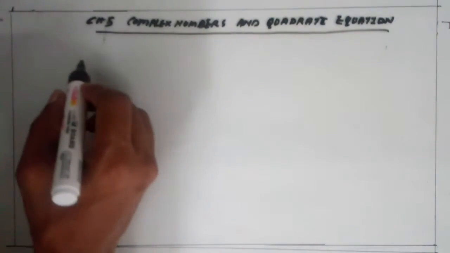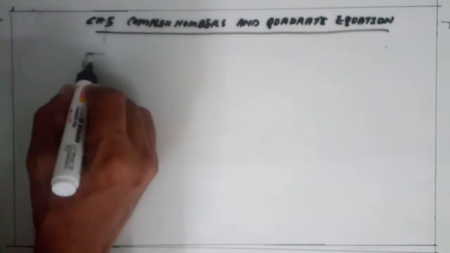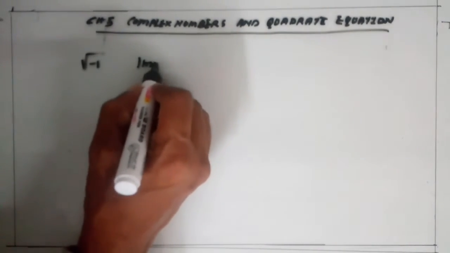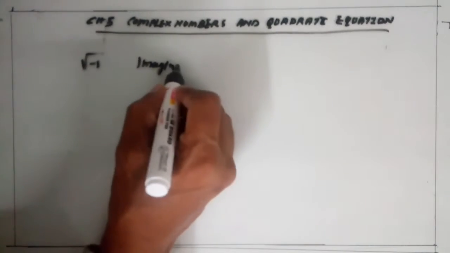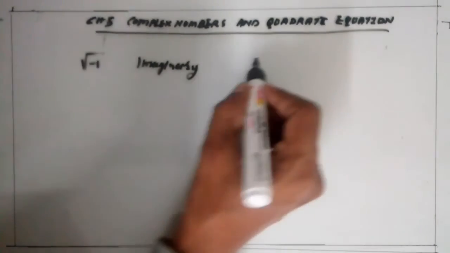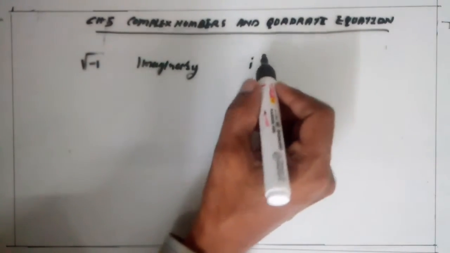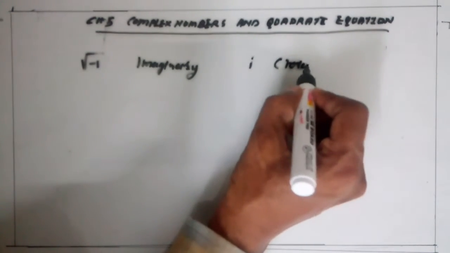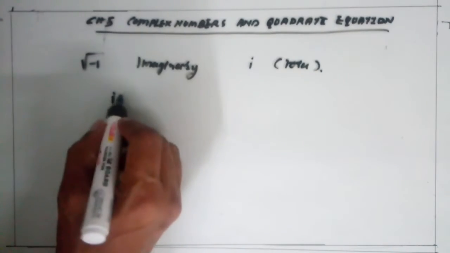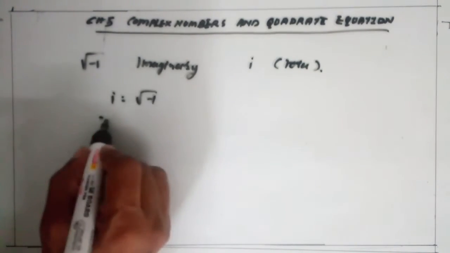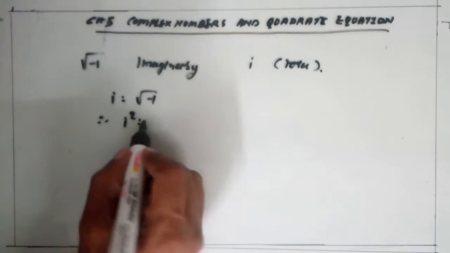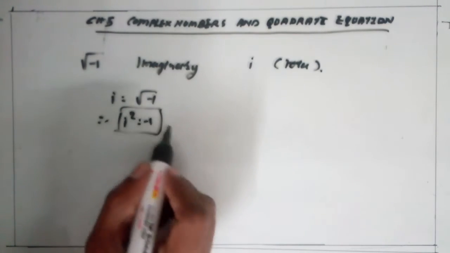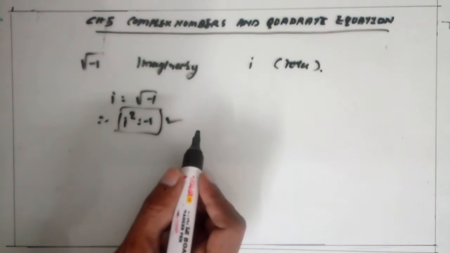Remember this here, square root of -1 is imaginary and is denoted by i, iota. So i is equal to root of -1, therefore i square is equal to -1. Remember this value of i square equal to -1, important.